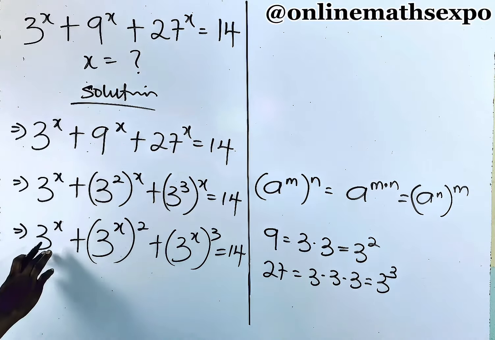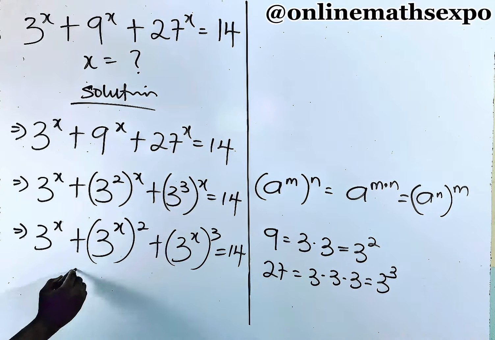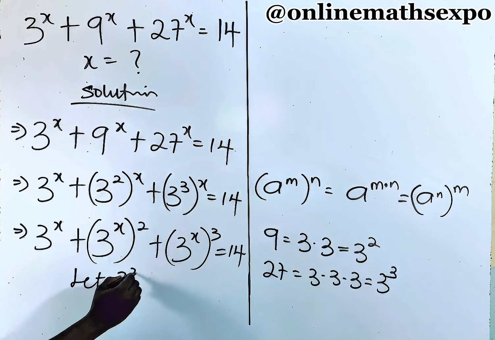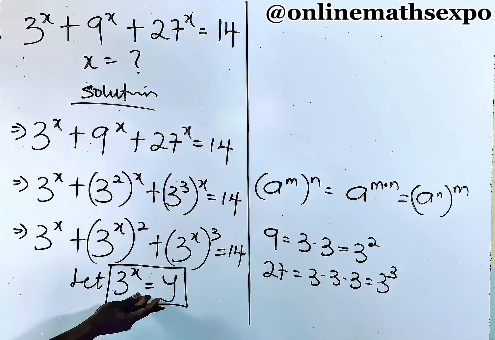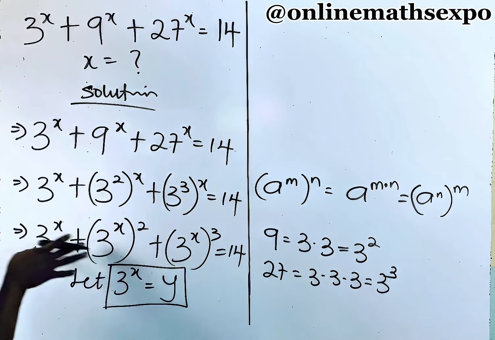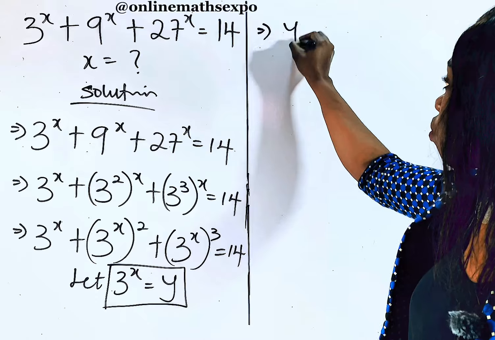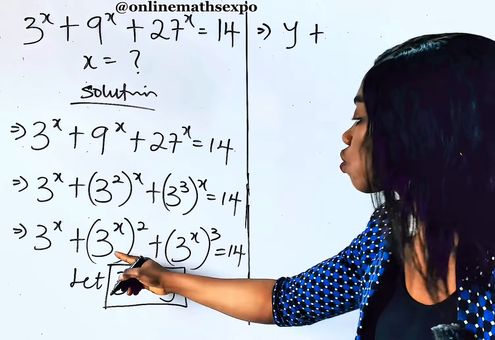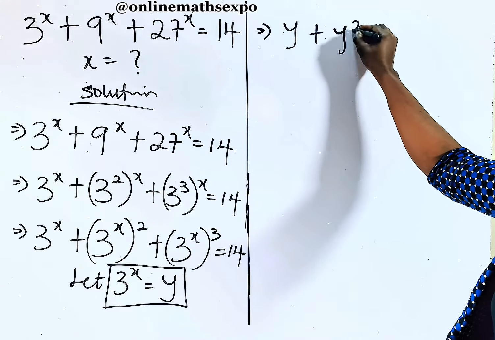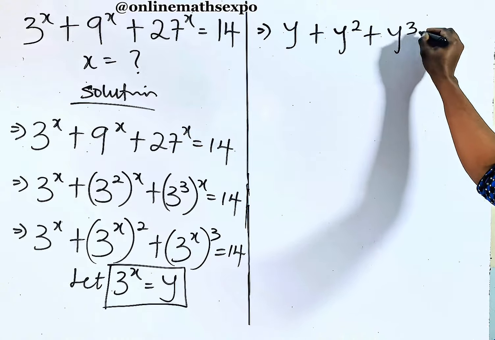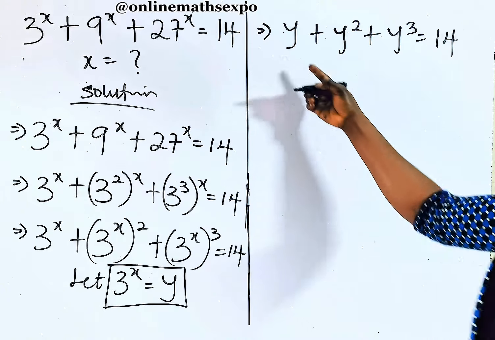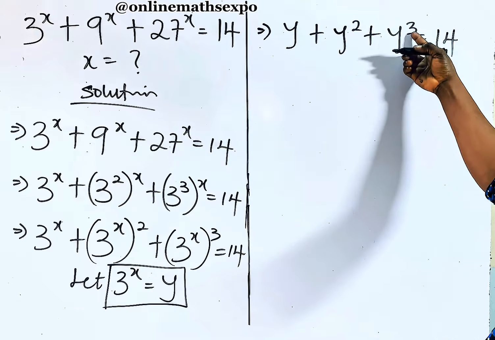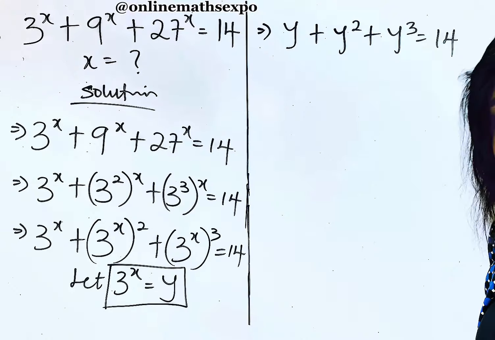These two are the same. Now you observe that this is repeated. So quickly use a variable to replace it just to help you solve. So we now say let 3 to the power of x be equal to y. Plug this in the above. We have y plus y squared plus y cubed is equal to 14. What did you observe? This has led you to a cubic equation because the highest power of y is 3.